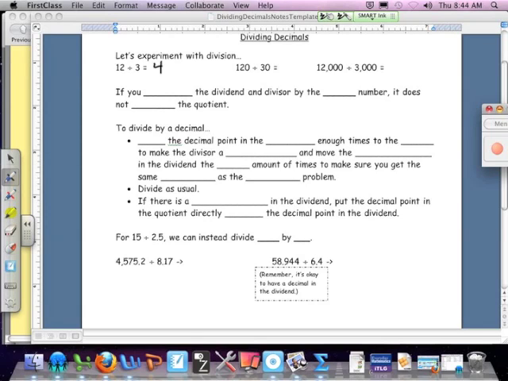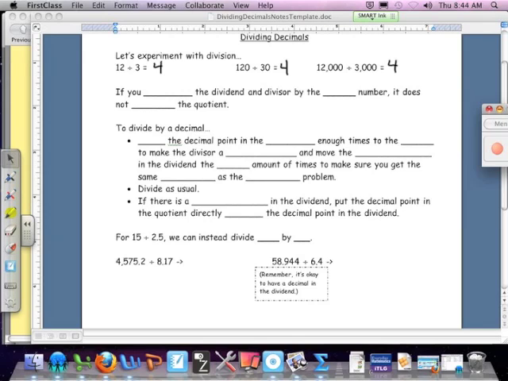Who can tell me what 120 divided by 30 would be? 4. What is 12,000 divided by 3,000? 4. Which, if you think about the division written as a fraction, makes sense.